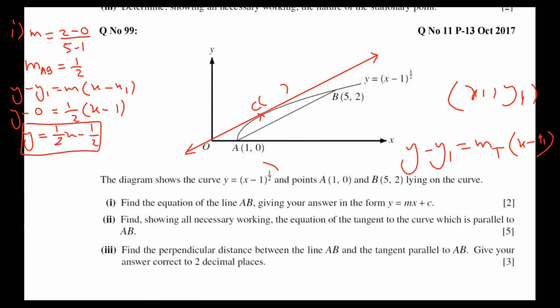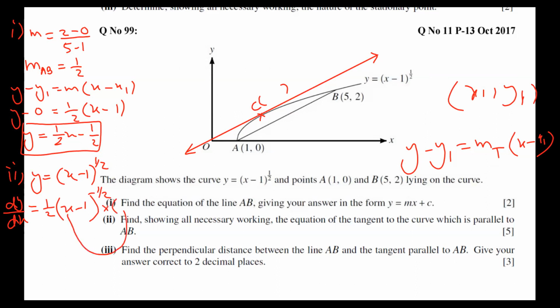So let's talk. First of all, I will differentiate the equation of the curve. I am doing part number 2. So y is equal to, as given, x minus 1 to the power half. All of you are familiar with the method of differentiating: the power comes down and the power becomes 1 less. 1 less means negative half. Base copy times base derivative, that is 1, because x has a 1 and 1 has a 0. So 1 minus 0 becomes 1.